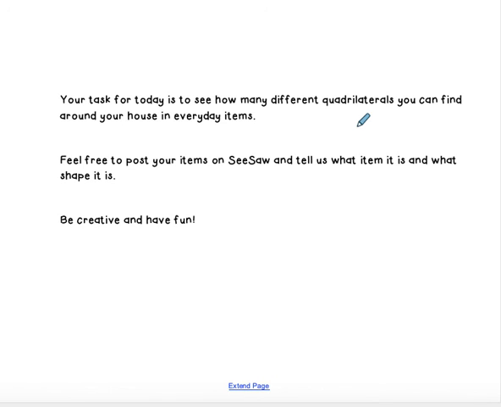Basically what I want you to do is find a couple of those items and then post onto Seesaw. Tell us what the item is and then what shape it is. And if somebody finds a trapezoid or a kite or a parallelogram, something like that, that would be really cool to see. So I hope you post those on Seesaw. Be creative, have fun with it. Spend some time outside today.